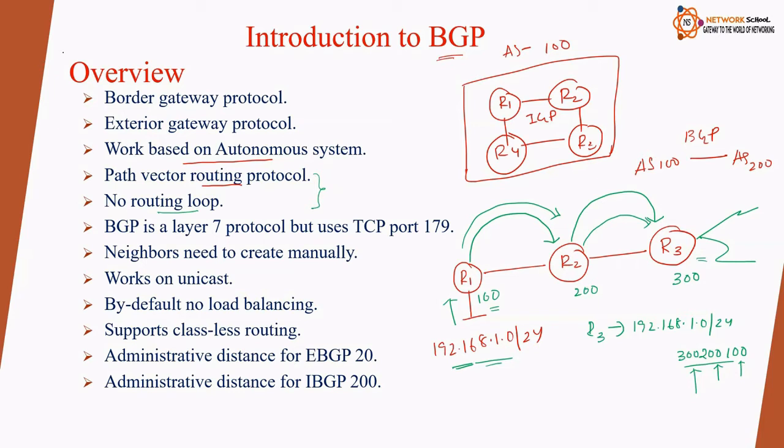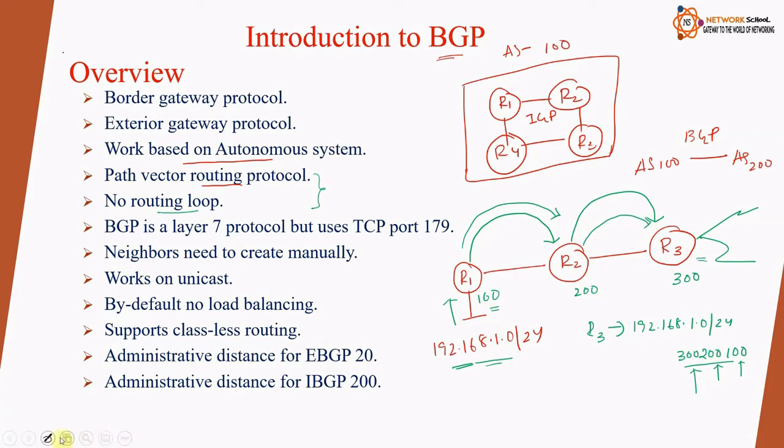So for instance, whenever an update is sent from R1 to R2, R2 to R3, each router always injects its own autonomous system. Because of that, BGP is preventing the loop. Okay, so I will be explaining more in my slide. I do have a different slide about the loop prevention mechanism in BGP.